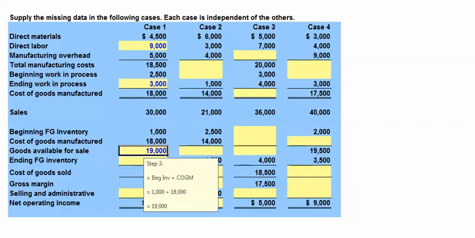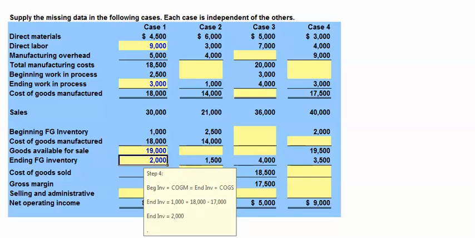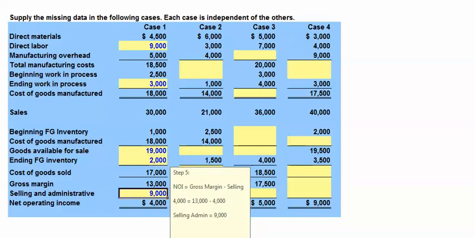Next we can solve for our goods available for sale, which is simply our beginning inventory plus our cost of goods manufactured. Then we can solve for our ending finished goods inventory. That's simply going to be the difference between our cost of goods sold and our goods available for sale. We get ending inventory of $2,000. Finally, we can solve for our selling and administrative expenses. That will be the difference between our $13,000 gross margin and our $14,000 in net operating income.